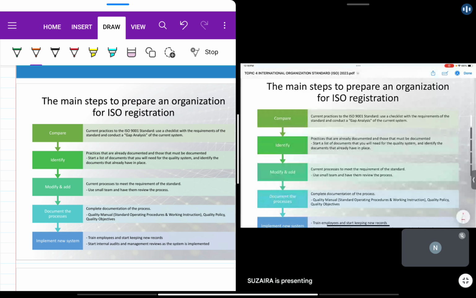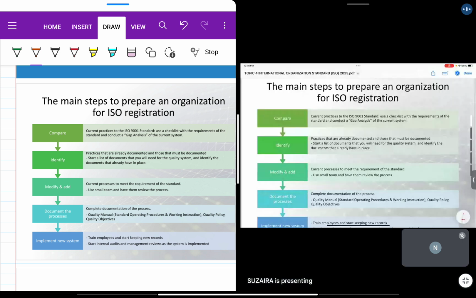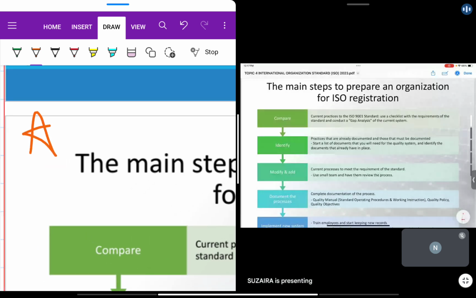So this is similar to FST612. If you go to the past questions, this one is for the final exam. You might find a question like: point out the main steps to prepare an organization for ISO registration. So they actually ask about this one.